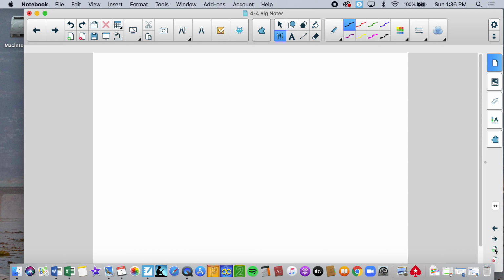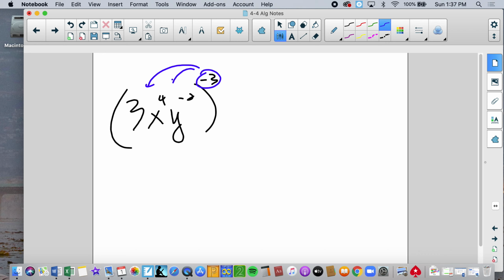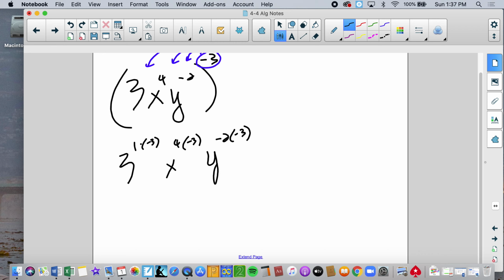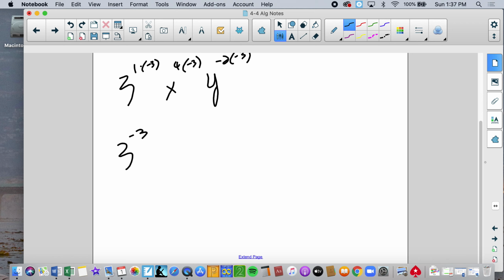Let's try one more. Let's do 3, x to the fourth, y to the negative 2, to the negative 3. What? Craziness. We're going to distribute this negative 3 to each piece. So this is 3 to the 1 times negative 3, x to the 4 times negative 3, and y to the negative 2 times negative 3. So that becomes 3 to the negative third, x to the negative 12th, y to the positive 6.